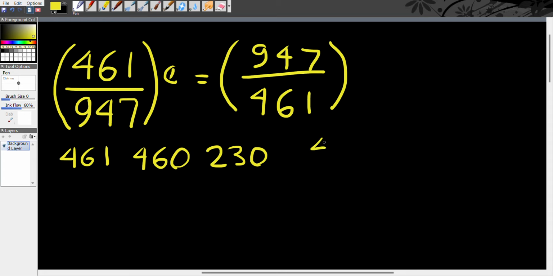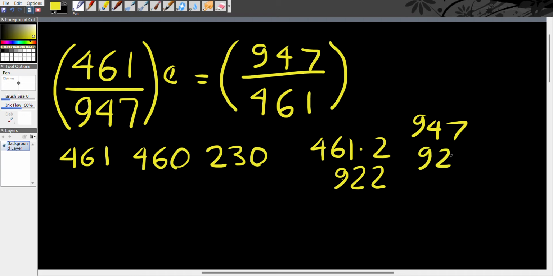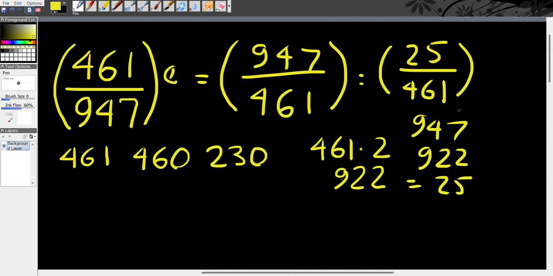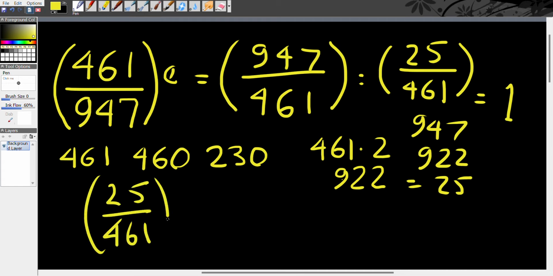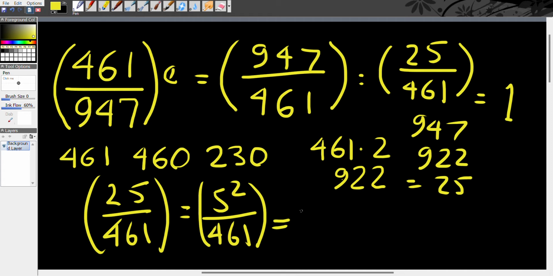So I can see already that 461 times 2 is 922. Yep, 922. And then the difference between 947 and 922 is 25. As I mentioned in the video that I did when I was trying it raw, instead of knowing what the answer is, this has to be the world's easiest Legendre symbol to calculate, because 25 over 461 is a square, and all these Legendre symbols that are squares are equal to 1.